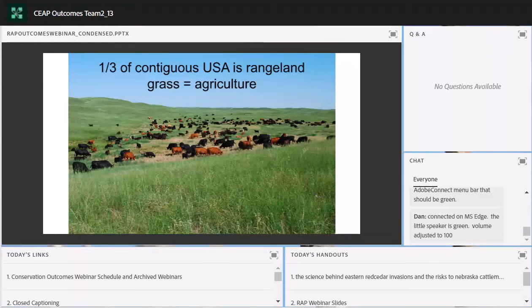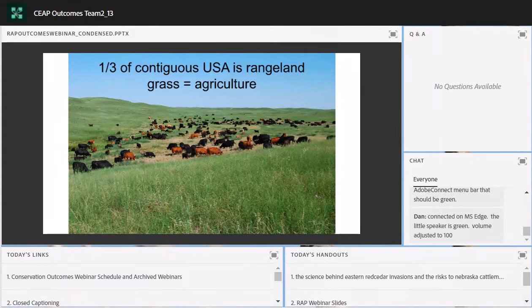Now, the United States is a big place, but it's important to recognize that 1 out of 3 acres in the contiguous United States is rangeland. Now, 80 to 90% of that occurs in the western half of the country. And when we think about western rangelands, a lot of the times we think about public lands. But it's important to note that 2/3 of these rangelands are privately owned.